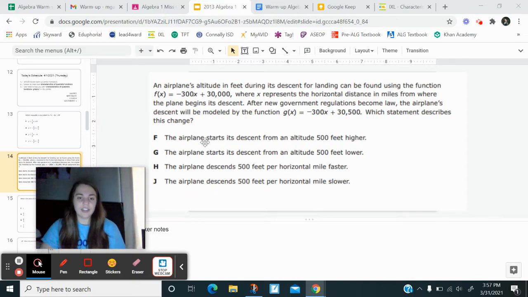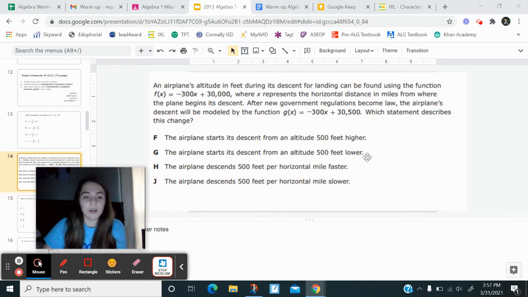It says the plane starts, so we're figuring out which is describing the change. Remember, this went from 30,000 to now 30,500. It says the plane starts its descent from an altitude 500 feet higher, or it starts its descent from an altitude 500 feet lower.